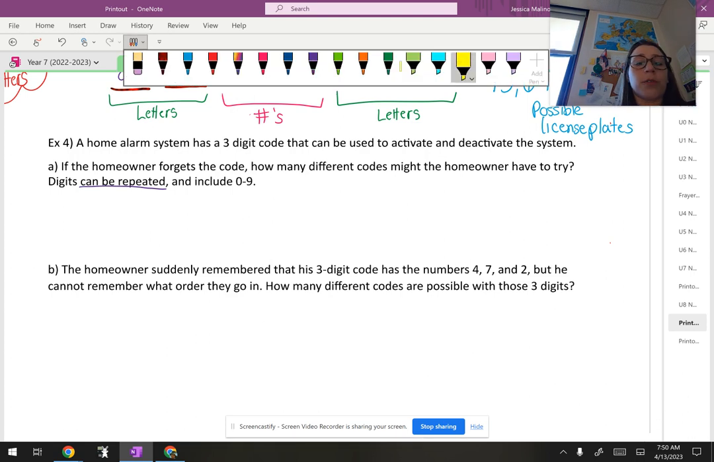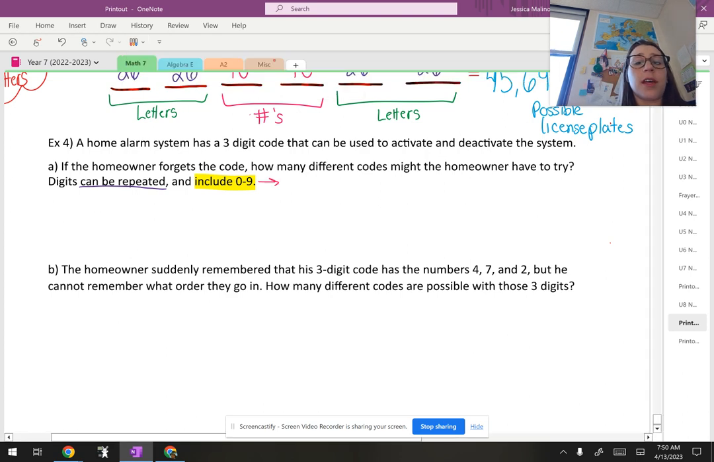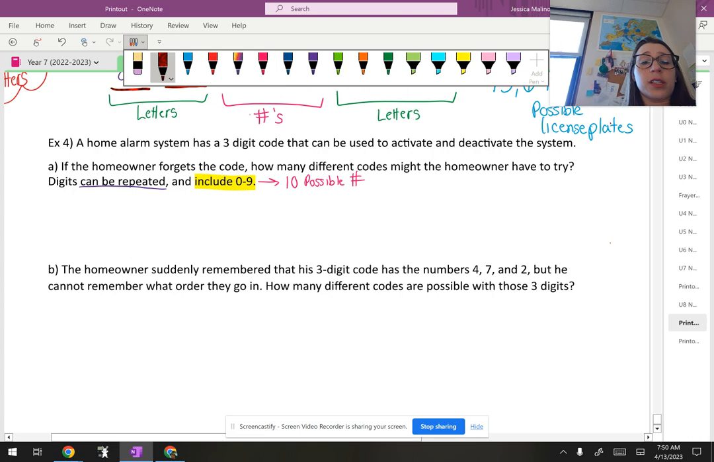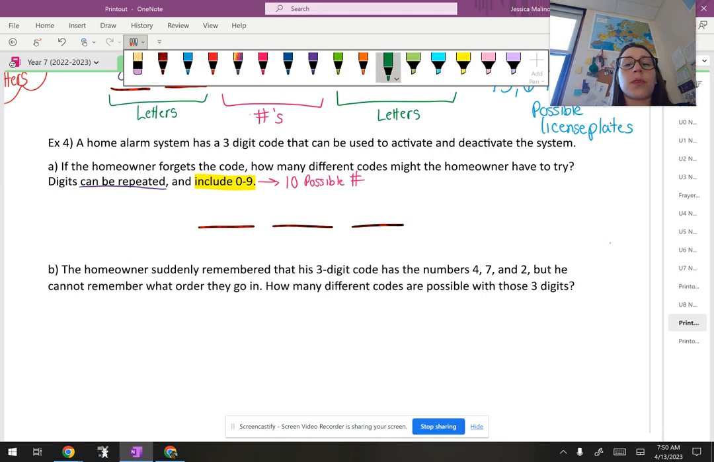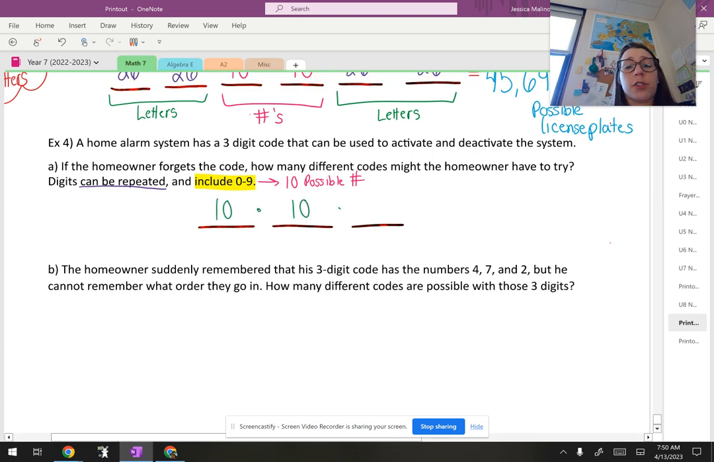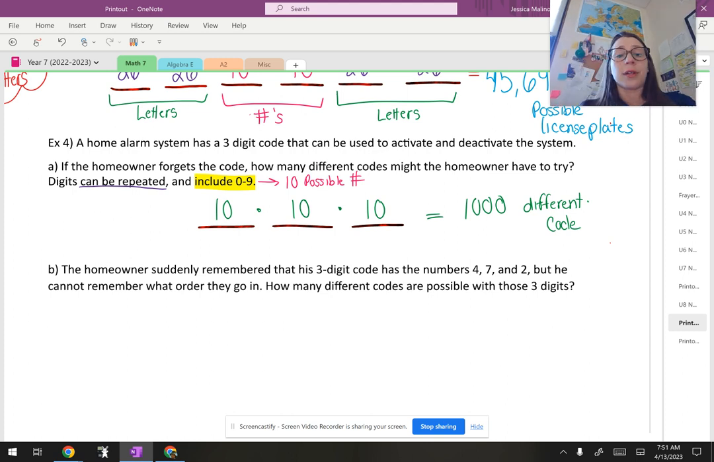So hopefully you remember from our last example that when you're talking about digits from 0 to 9, that's 10 possible numbers. Okay, next up, 3-digit code. So 3 blanks that I'm trying to fill with these different numbers here. 3-digit code, 10 possible choices. So 10 for the first spot, 10 for the second, and 10 for the next one to give us 1,000 different codes. Because again, I'm picking a number and a number and a number, not or.